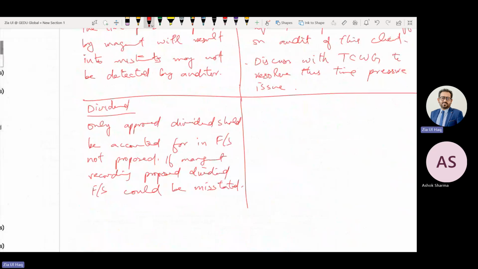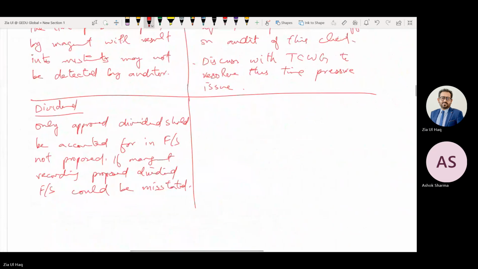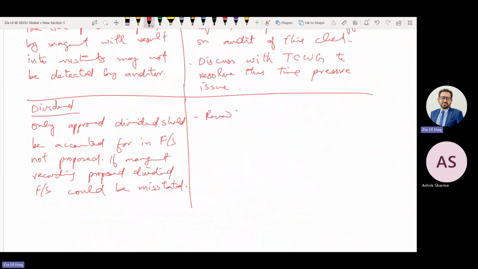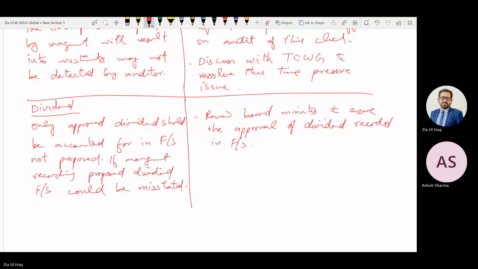How can we verify whether the dividend is approved or not? Review board minutes to ensure the approval of the dividend recorded in the financial statements. What else?